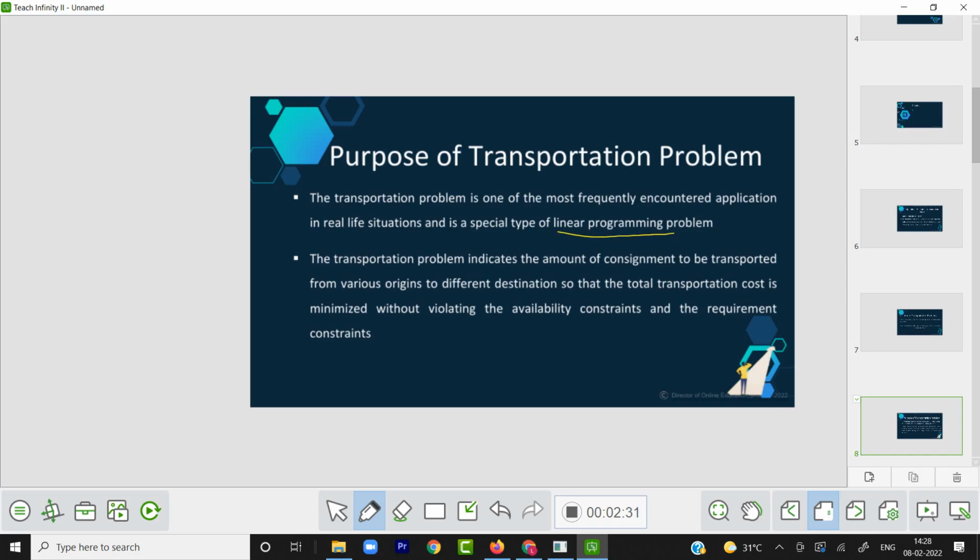In the first unit, we might have completed the basics of this linear programming problem. This is the continuation, a special type, as I already told. This transportation problem indicates the amount of consignment transported from various origins to different destinations, and the cost is to be minimized.